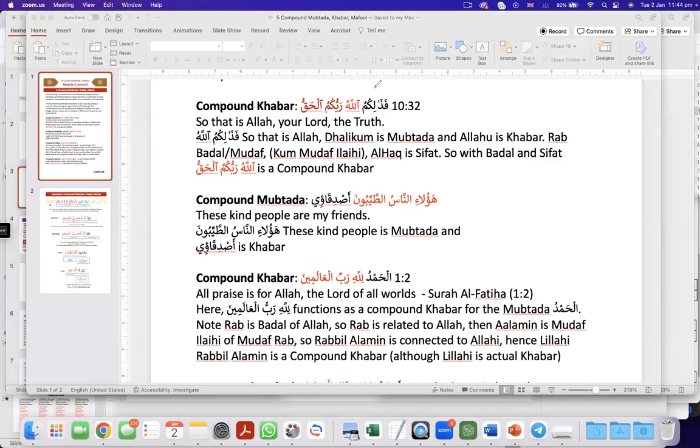So we got this one Mubtada and this one khabar. But this khabar is not on its own. It's not a singular khabar here. It has got some other elements attached to it.